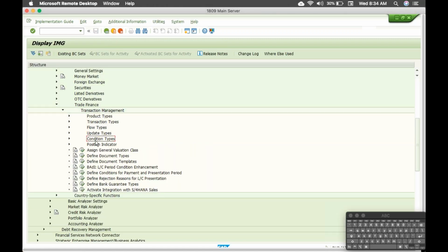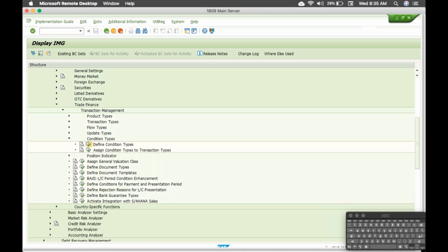Again, condition types is there. If you go to foreign exchange, there is no condition. If you go to money market, the condition is interest. If you go to securities, the condition is dividend, bonus, and interest. Now in derivatives also we have a condition which is called forward rate agreement. So now also we have a condition type. What is the condition type here?